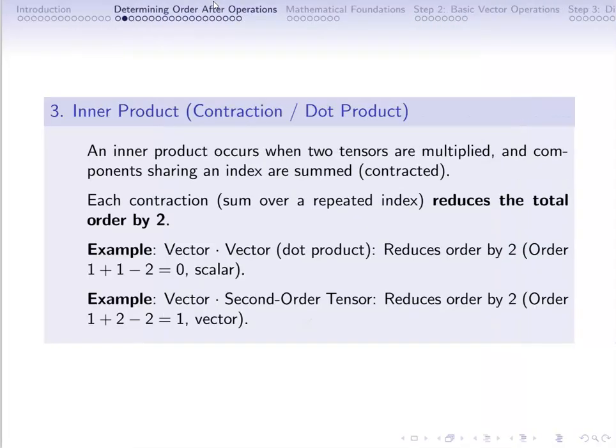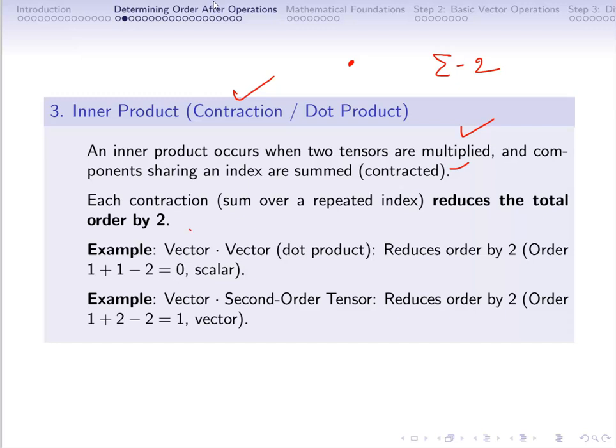Now inner product, contraction or dot product. Inner product occurs when two tensors are multiplied and components sharing an index are summed. That is called contracted. Each contraction, a sum over a repeated index, reduces the total order by 2. I already told you, if there is a dot, the summation will be minus 2.